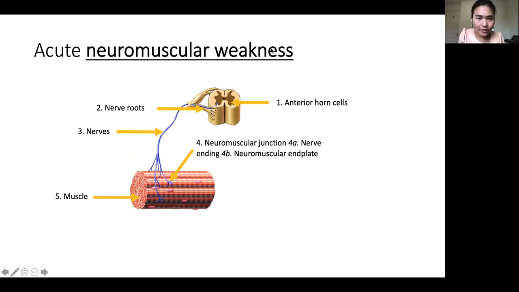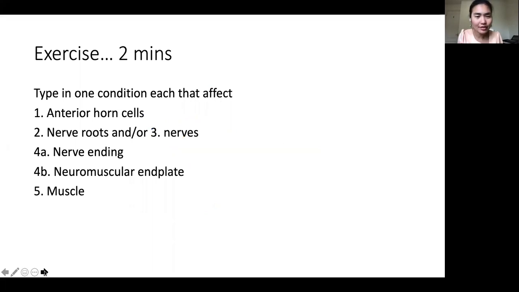So I'm just going to get rid of this text box. Now a little bit of an interactive session. I would like you all to text one condition each that can affect anterior horn cells, nerve roots, and/or nerves, nerve endings, neuromuscular end plate, or muscle. It doesn't really matter if you cannot give me the right answers. I just would like to know your baseline knowledge.